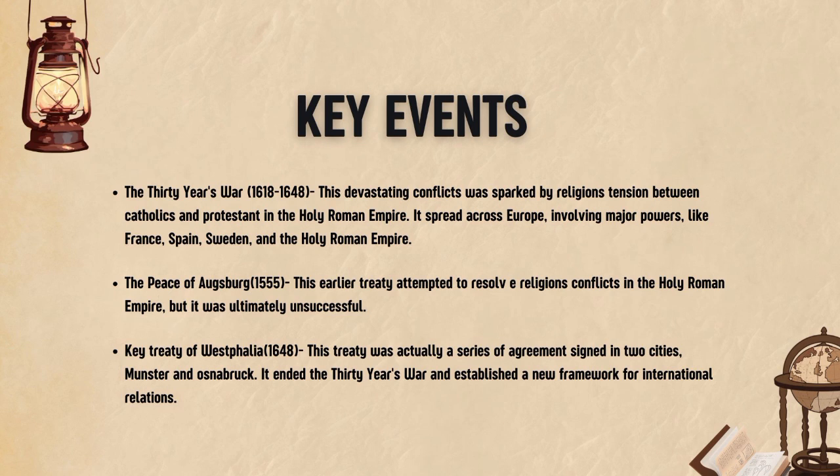The Peace of Augsburg in 1555, this earlier treaty attempted to resolve religious conflicts in the Holy Roman Empire, but it was ultimately unsuccessful. The Treaty of Westphalia in 1648, this treaty was actually a series of agreements signed in two cities, Münster and Osnabrück. It ended the 30 Years' War and established a new framework for international relations.